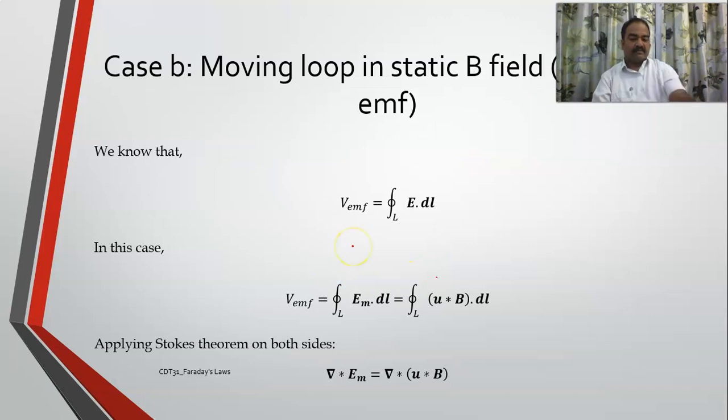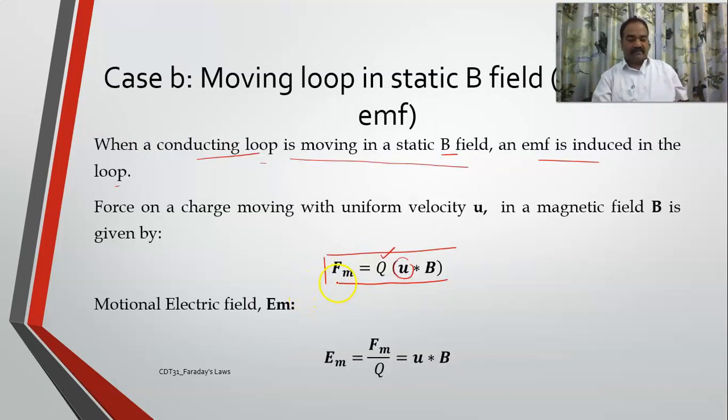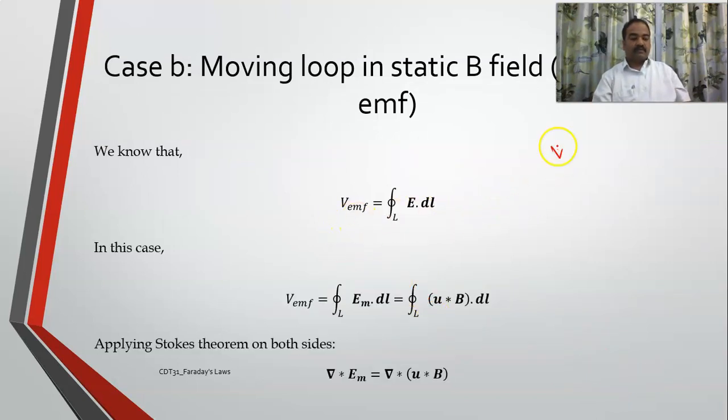Now if this is the force in the magnetic field experienced by the charge, and it is equal to the electric force, then you know that the electric force is equal to q into E, right? Now this is the electric field which is developed due to the magnetic field. I'll take Em, the electric field due to the motion. So what I'll get, Fm was already q into u cross B, divided by q. So Em is equal to u cross B, right?